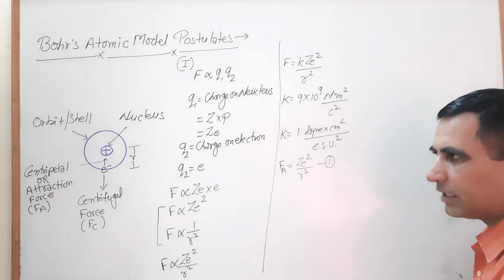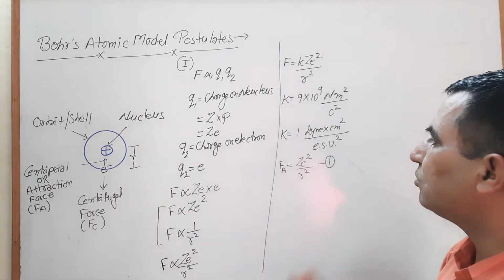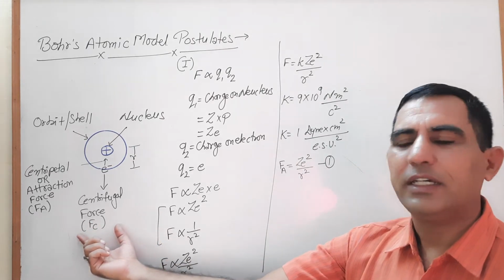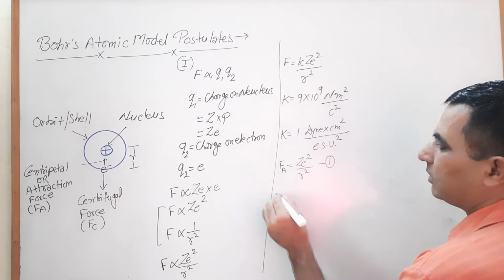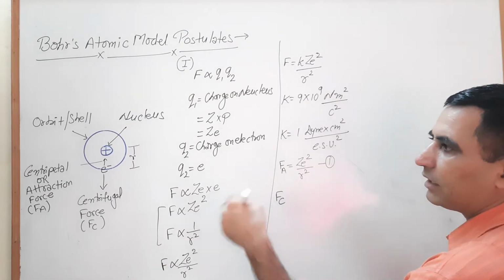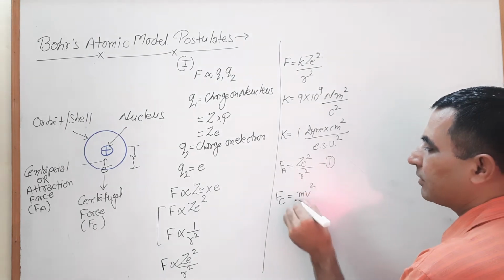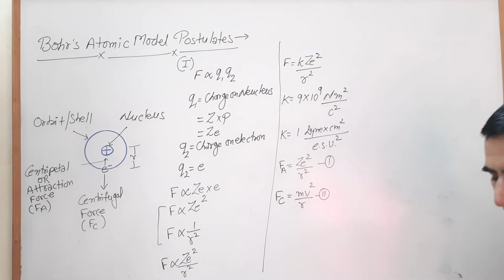This is the force of attraction between electron and nucleus. The Fa is equal to Ze square by r square. Now we calculate the value of Fc, or centrifugal force. As we know, the centrifugal force is developed due to the revolution of the electron around the nucleus. That value is equal to mv square by r. This is equation 2.